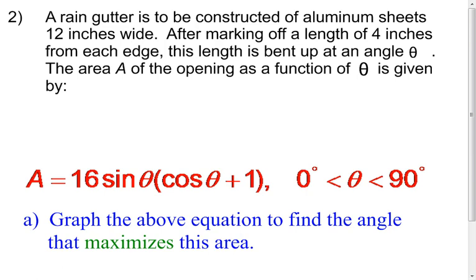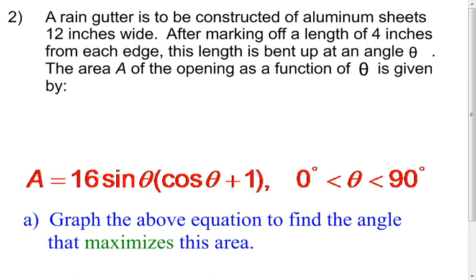All right, now moving on to a story problem, now that we kind of know how to do that. It's talking about a rain gutter that's needing to be constructed out of aluminum sheets that are 12 inches wide, and you mark off a length of 4 inches from each edge, and then you bend that angle up to form an angle theta. And you want to maximize the area of that opening, okay? So it gives you an equation.